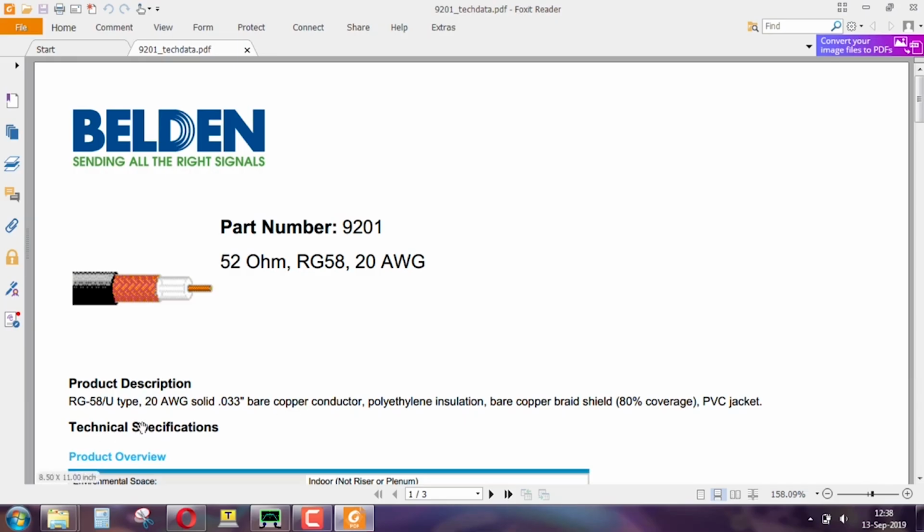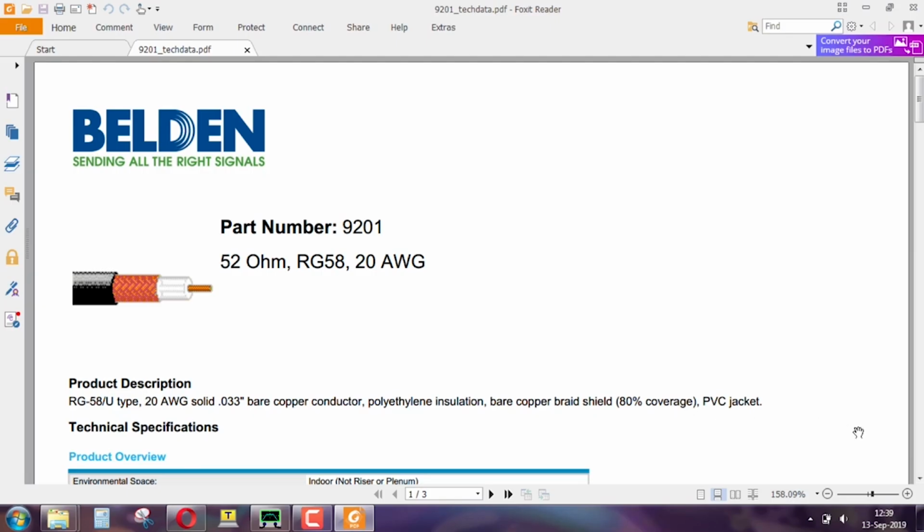So, it is saying that 0.033 inches, 20 AWG, is the gauge of the solid core that is present over there. Polyethylene insulation. Now we can understand that there are many commonalities across manufacturers because they are conforming to some kind of a standard. Right. So, bare copper braid shield, then they say there is a PVC jacket on the outside to protect that. Right. This is the composition.